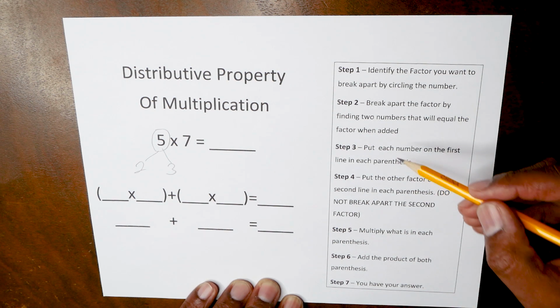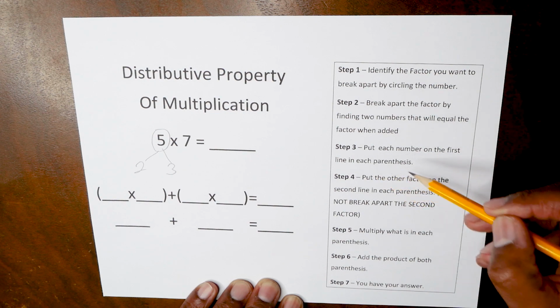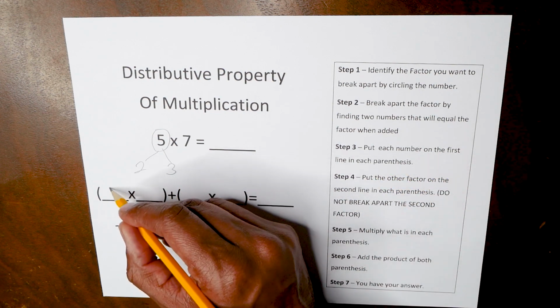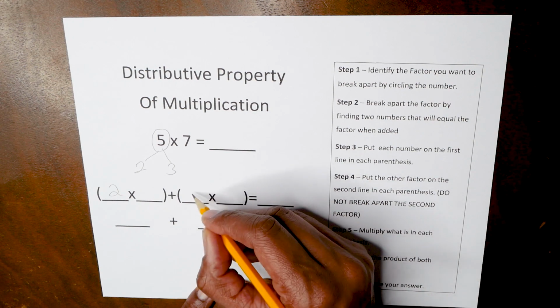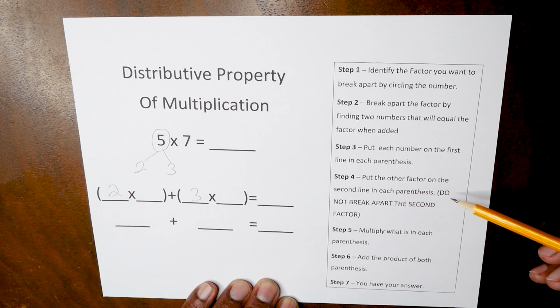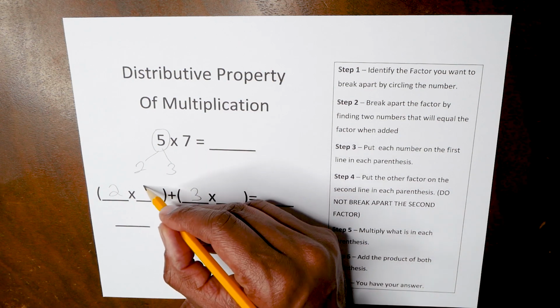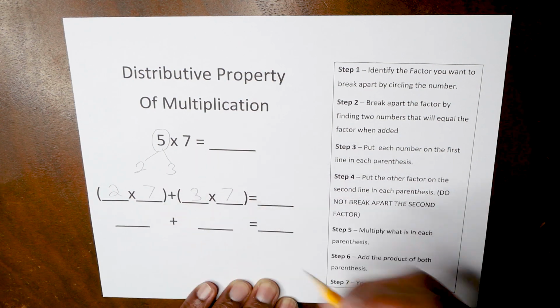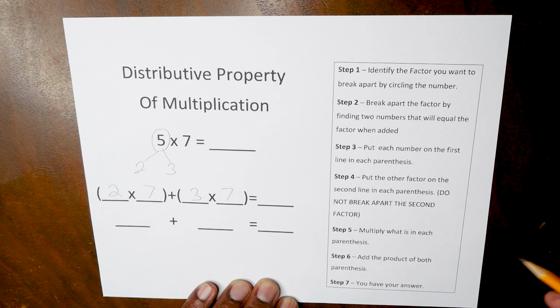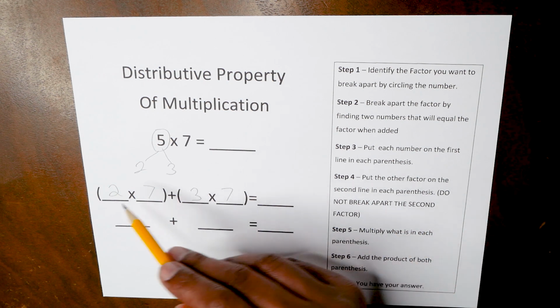So now what I'm going to do is step 3, put each number on the first line in each parentheses. So 2, 3. Step 4, I'm going to put the other factor on the second line in each parentheses. I will not break apart that factor. So here's the other factor. I'm just going to simply bring that factor here and bring that factor here. Step 5 tells me multiply what is in each parentheses.